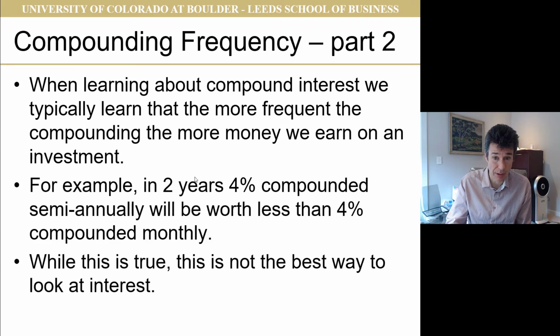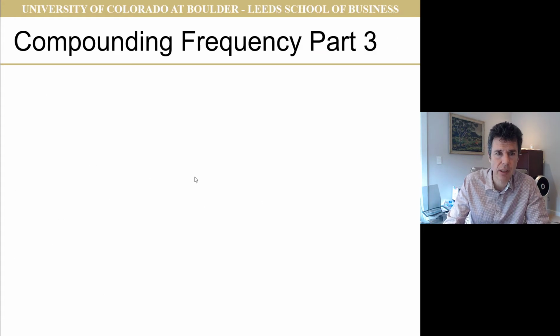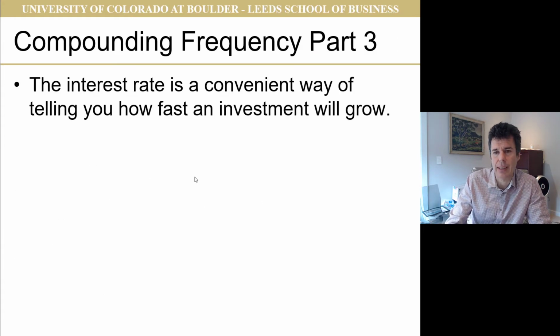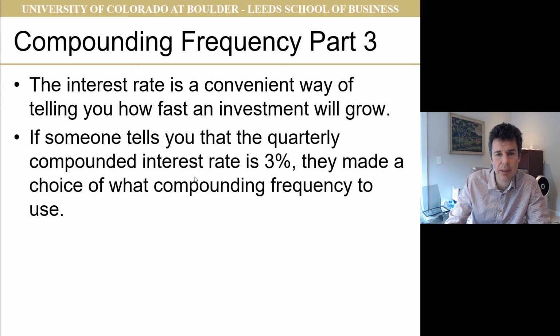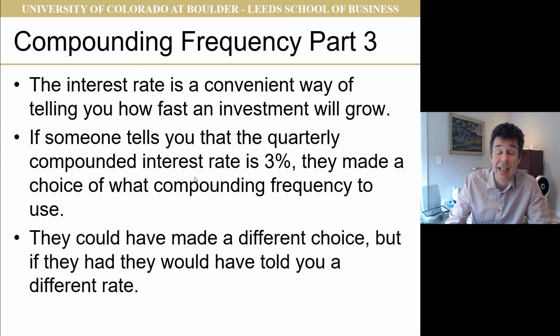Now, this is true. We've seen the math, we've done it before, we could actually prove this is true, but this is not really the best way to look at interest. So the interest rate is a convenient way of telling you how fast an investment will grow. If someone tells you, for example, that the quarterly compounded interest rate is 3%, they are making a choice to tell you 3% quarterly compounded. They could have made a different choice. Instead of saying quarterly compounded, they could have said semi-annually compounded or monthly compounded or continuously compounded.